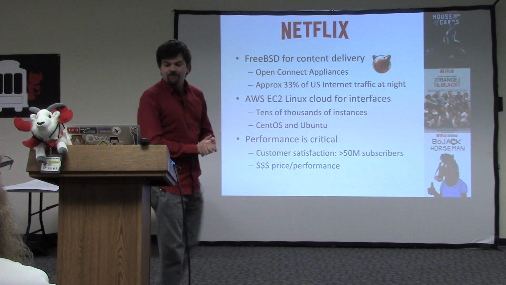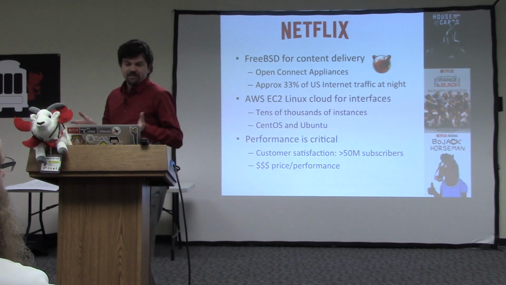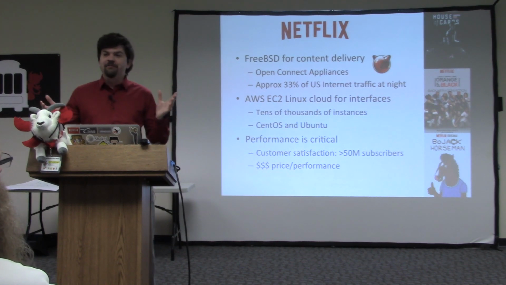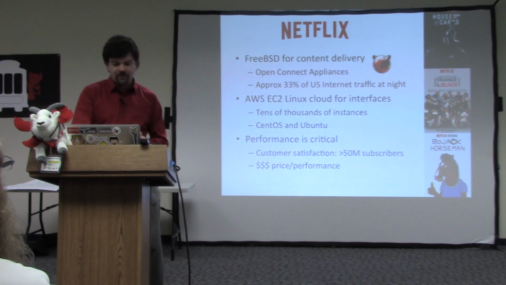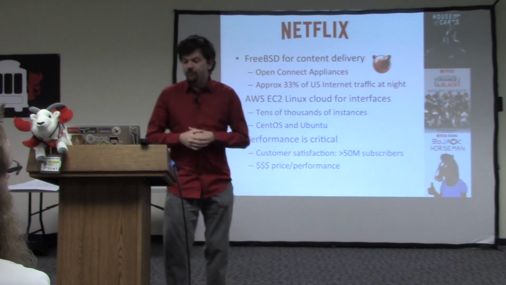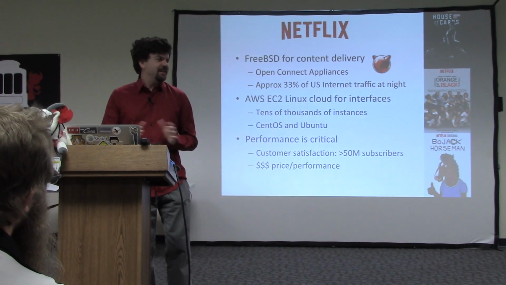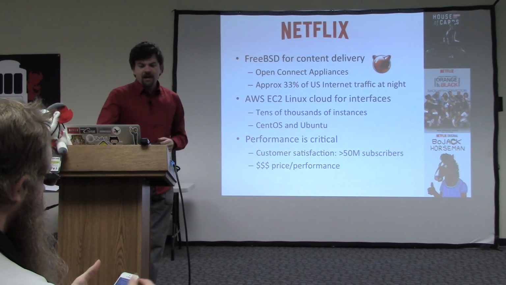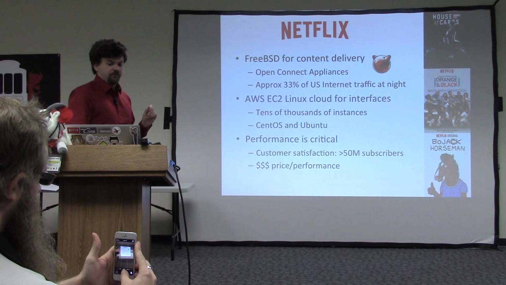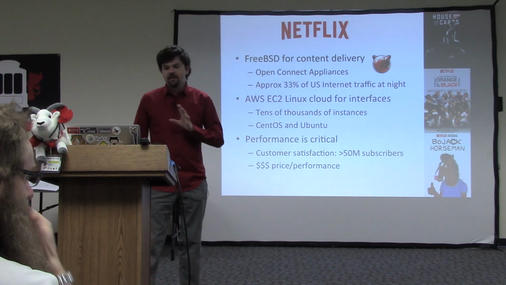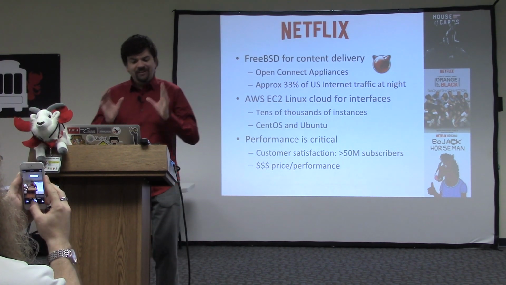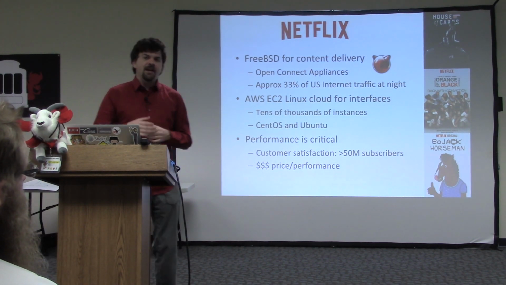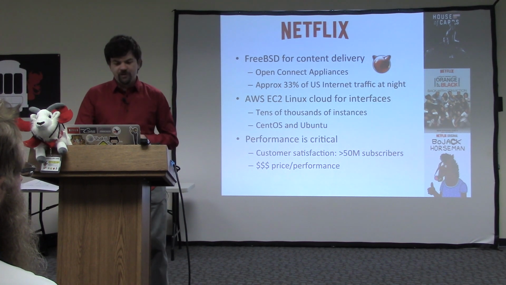I work at Netflix. We do FreeBSD for content delivery. We've got some of the engineers in the room, and that's the Open Connect appliances. I know a lot of us here are familiar with what Netflix is doing, and we're hitting approximately 33% of the US internet traffic at night going through FreeBSD, which is pretty awesome. We currently have Amazon EC2 Linux for cloud. We have a Linux cloud for doing the interfaces, the front end to Netflix. But as soon as you start playing things, that's all coming from FreeBSD.